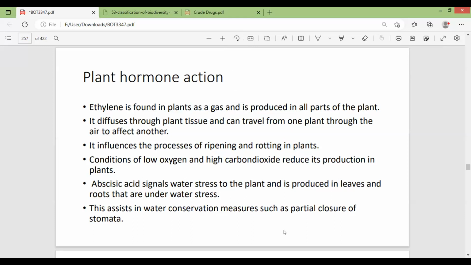Then finally, there's one that's not mentioned here. It's called jasmonic acid. So jasmonic acid is for wound healing and repair. It also plays a role in defense, but it plays a huge role in wound healing and repair. That's jasmonic acid.